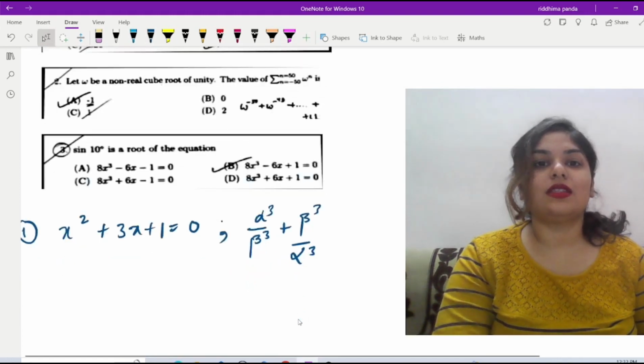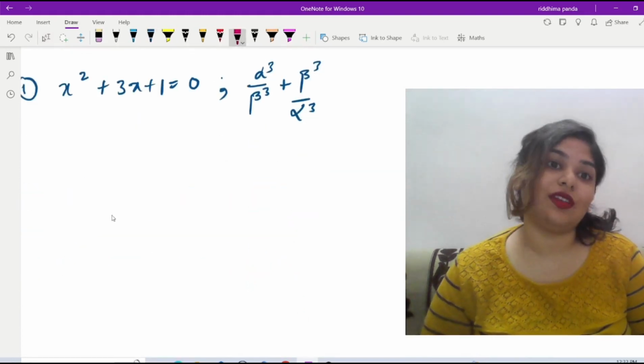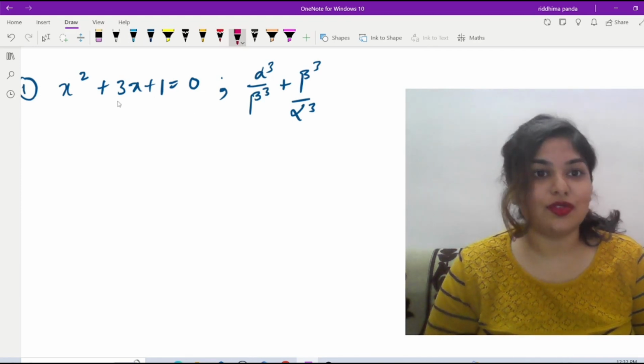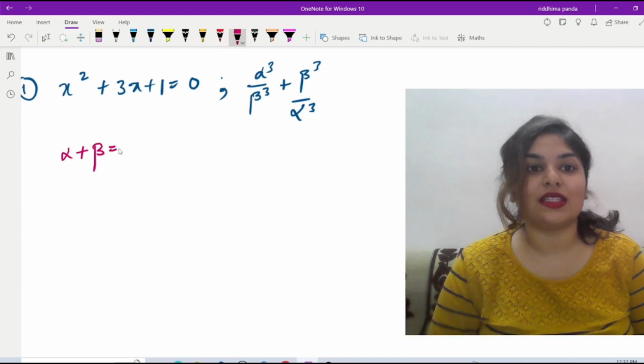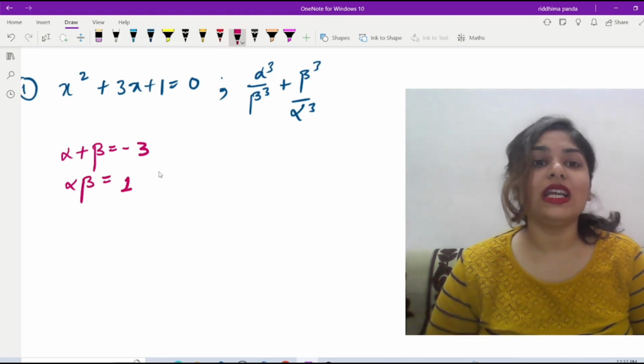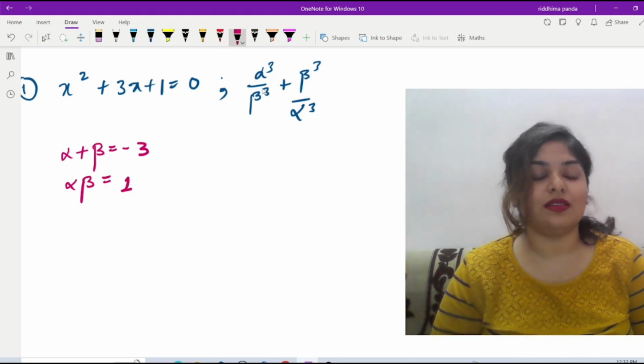Okay, so now let's first write down what we know about the quadratic equation and the roots. If alpha and beta are the roots and this is the quadratic equation, then we know that alpha plus beta is equal to minus 3, alpha into beta is equal to c, that is 1, right? Now what is the next step we are going to do here? So we have to find this.